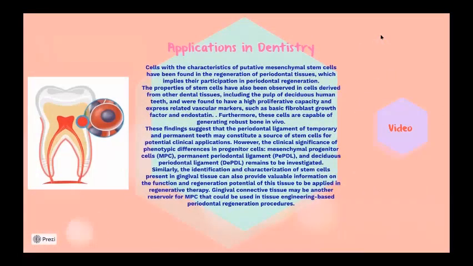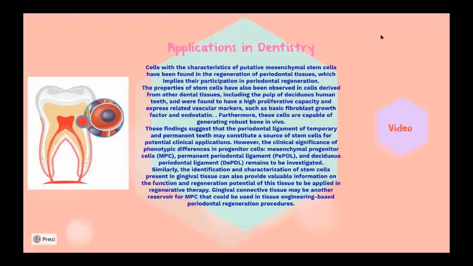Applications in dentistry. Cells with the characteristics of putative mesenchymal stem cells have been found in the regeneration of periodontal tissues, which implies their participation in periodontal regeneration. The properties of stem cells have also been observed in cells derived from other dental tissues, including the pulp of deciduous human teeth, and were found to have a high proliferative capacity and express related vascular markers such as basic fibroblast growth factor and endostatin.